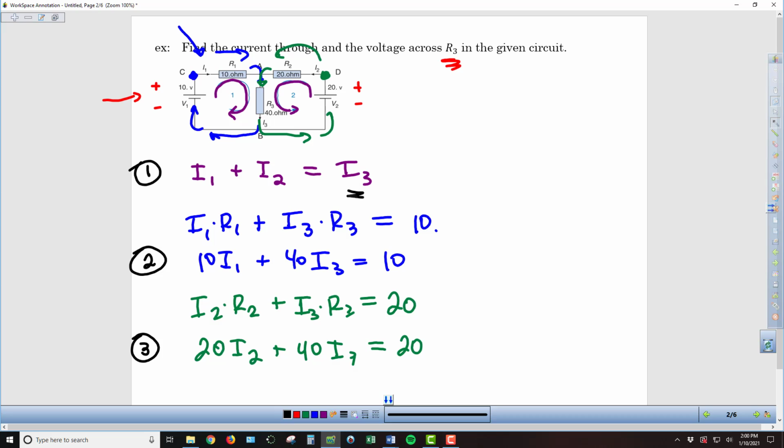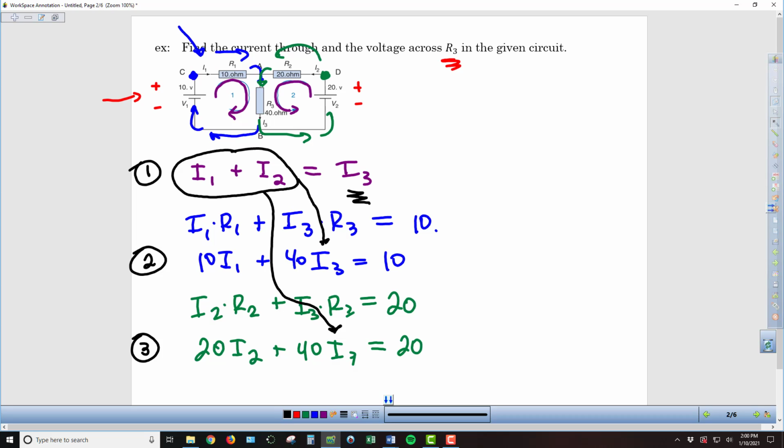And so in this first equation, I've got I3 already isolated. And so we know that that equals I1 plus I2. So I'm going to make that substitution into equation 2 and into equation 3 right here. So I'm moving from a system of 3 equations and 3 variables down to 2 equations and 2. So I'm just using my solving techniques from math classes in our past.